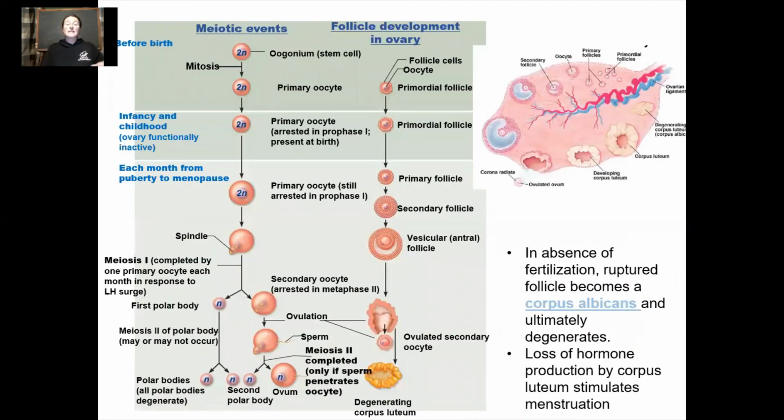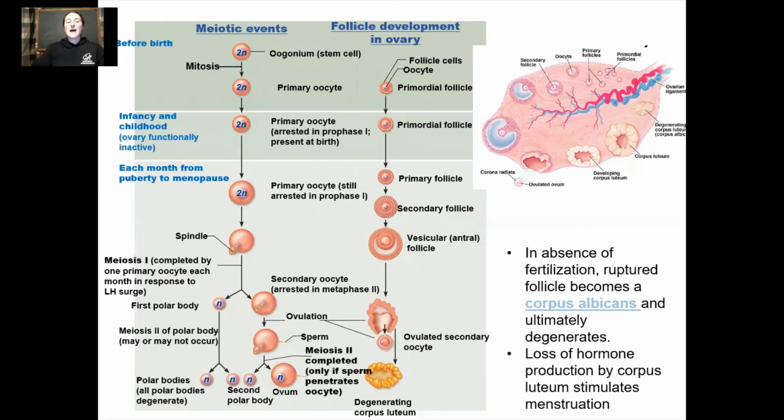Okay, so finally, let us look at all of these events happening simultaneously from pre-birth all the way to the end of the monthly cycles. All right, so before birth, stem cells are going to replicate, making lots of primary oocytes arrested in prophase 1. These primary oocytes are surrounded by a single layer of skinny little squamous cells called the primordial follicle. These primordial follicles with their primary oocytes are arrested in place. Nothing happens for the next many years.